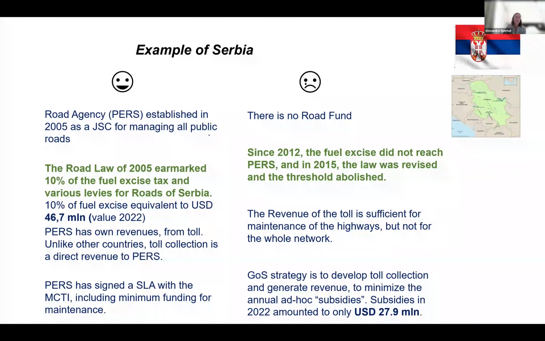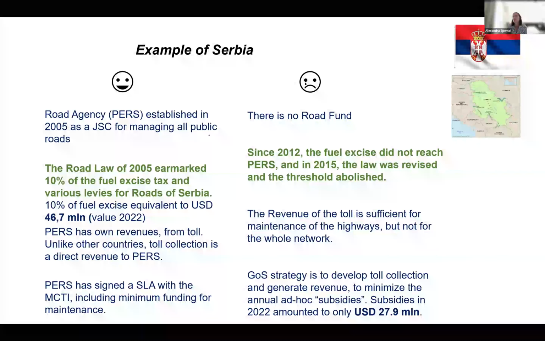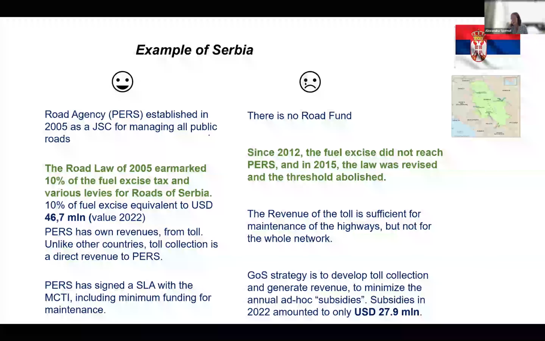So the road company has signed a service level agreement with the ministry, which is quite an advanced management structure. So Roads of Serbia has to report to the ministry on the outputs in terms of performance, key performance indicators. And this is an initiative which is just starting. And one of the indicators is a minimum funding for the maintenance, which is interesting because this budget is actually a subvention of the government.